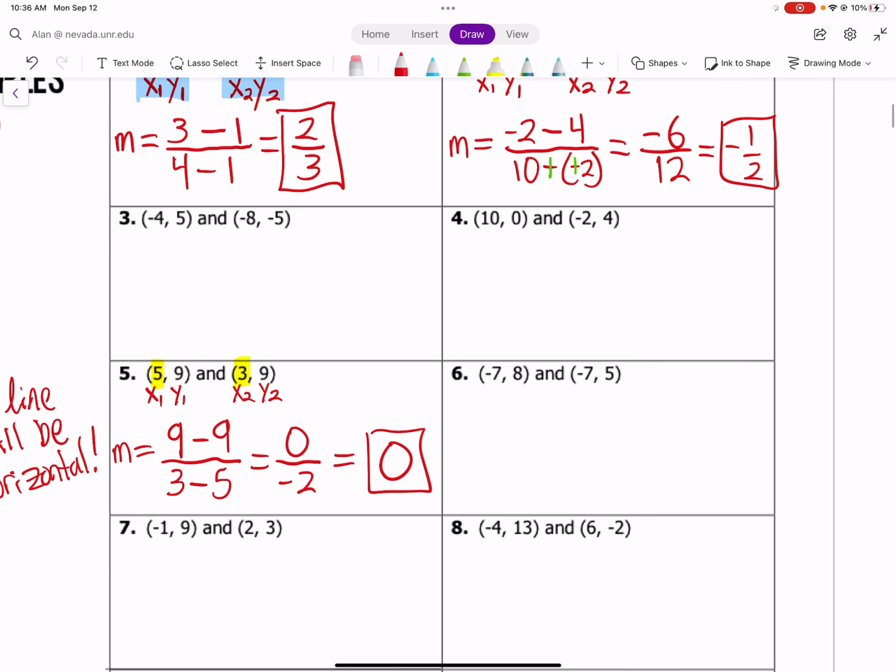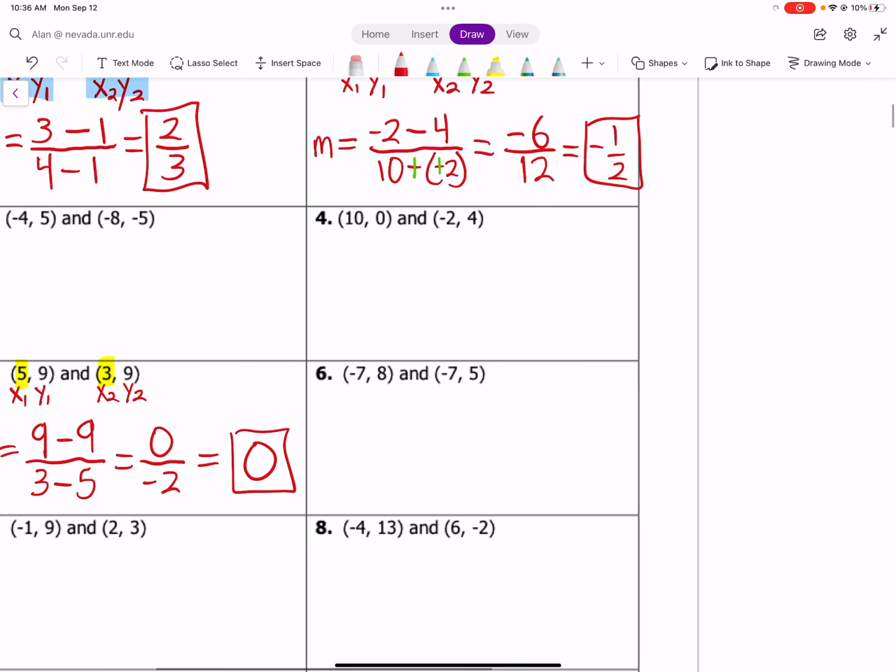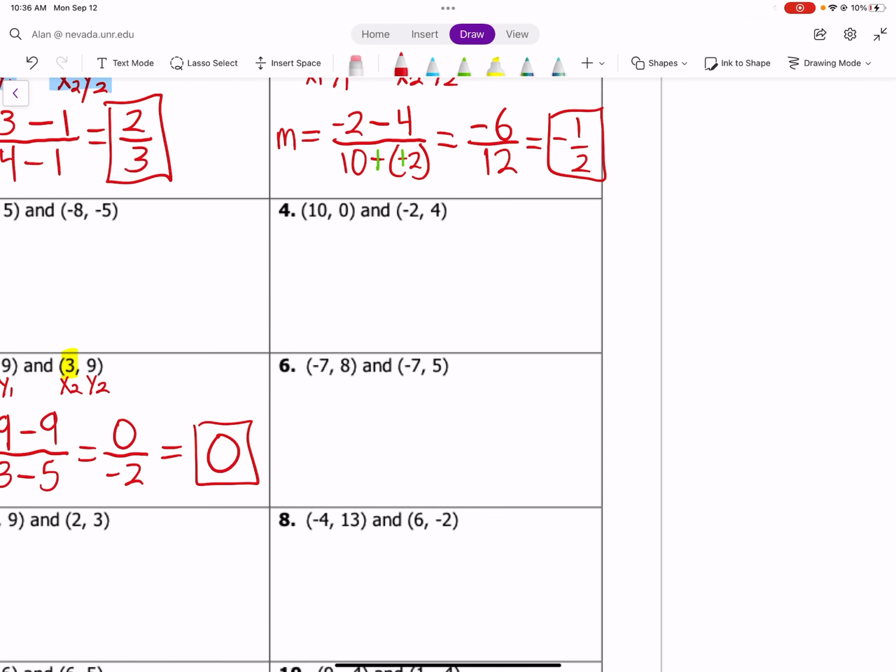Let's jump over and do number 6. Same idea. We have 2 points here, -7 and 8, and -7 and 5. We label our 2 points. So the first point that we see, we label it as x1, y1. The second point we see, we label it as x2, y2. And then we plug into our slope formula. So m equals y2 minus y1. So it's 5 minus 8 over x2 minus x1. So here x2 is -7 minus a -7. I'm subtracting a negative number, so I'm going to put it in parentheses.